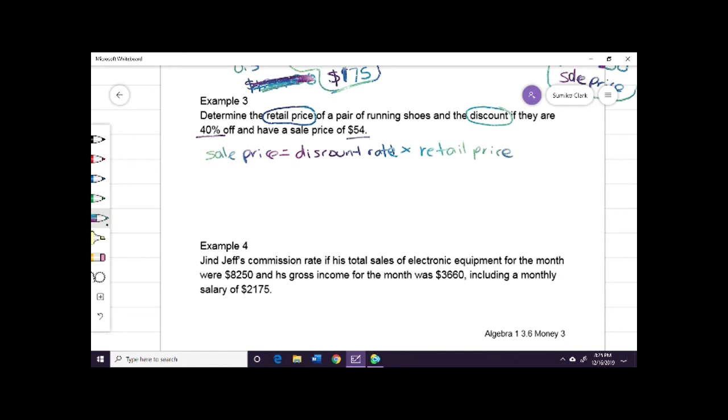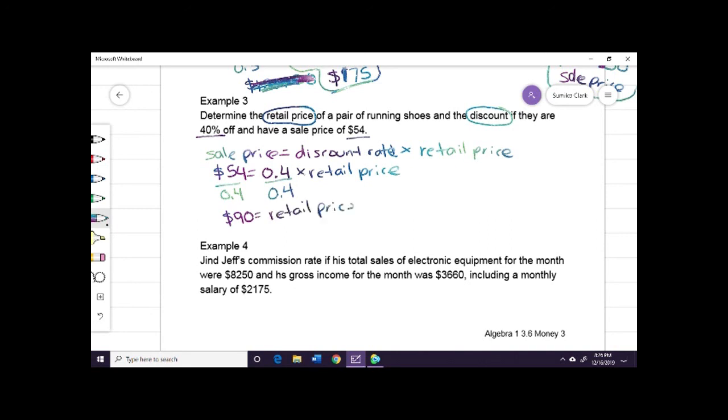We know the sale price is $54. The discount rate is 40%, which translates to 0.4 times the retail price. We're going to divide both sides by 0.4 to isolate the retail price, and that gives us a retail price of $90.